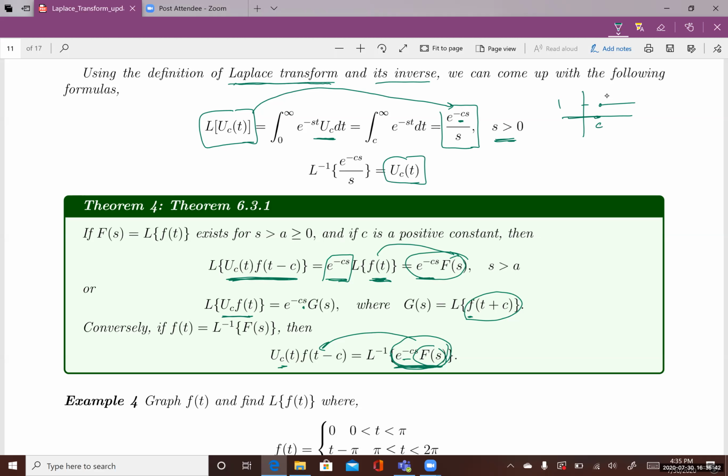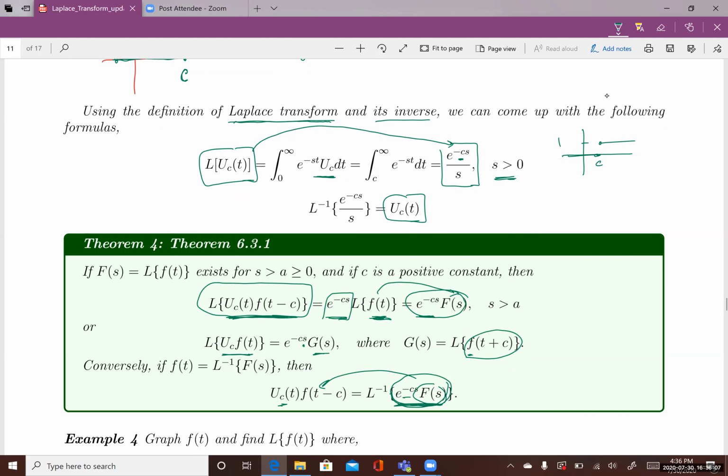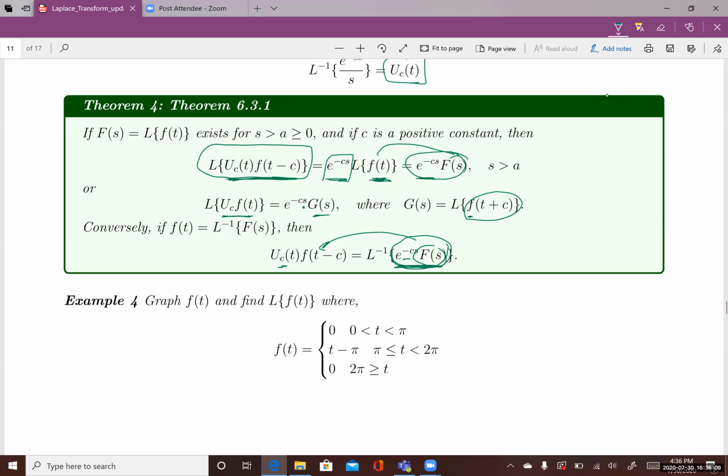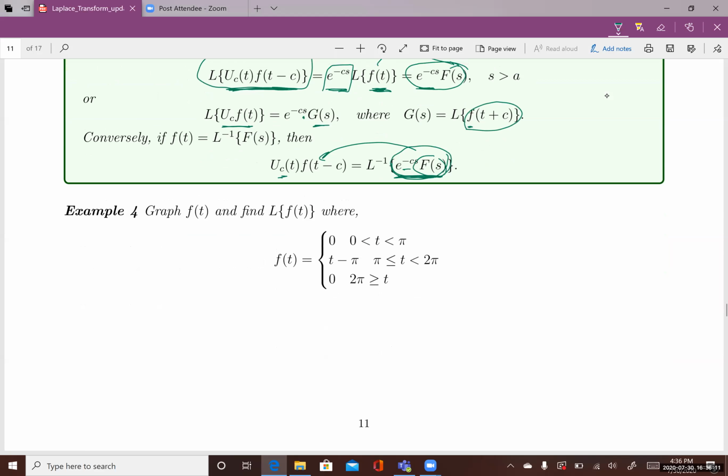Remember, you always have f of t, and then you have to convert it back to f of t minus c, or you have to start with the f of t minus c in order to come up with the correct form. Or if you start with the f of t, you have to find G of s, where G of s is the Laplace transform of these functions right here. It sounds a little confusing, but it will be more clear once we do a few examples.